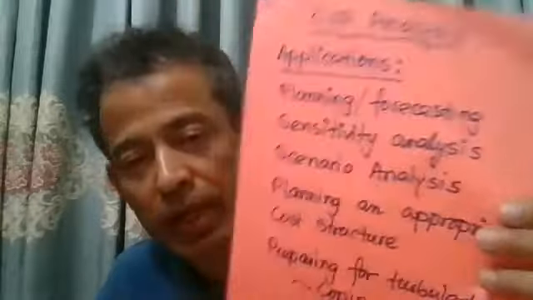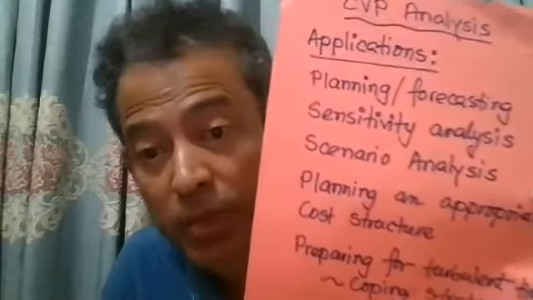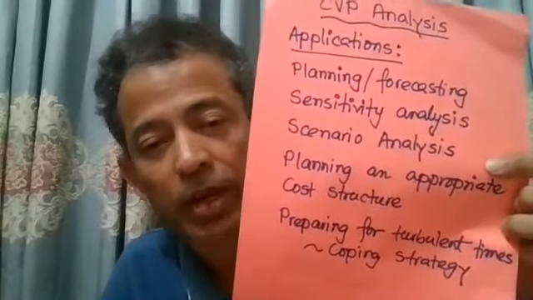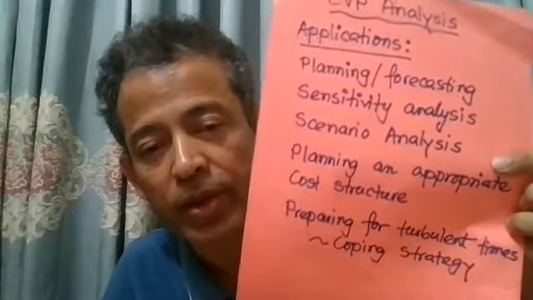All right, so scenario analysis. Then we can plan an appropriate cost structure, like my FC1, FC2, or my labor intensive versus capital intensive plans, so that we can compare and choose one or the other of the two cost structures, or one from three. Of course, when you have three, then my FC1 minus FC2 won't work. Then preparing for turbulent times. It teaches us coping strategy as to what you are going to do if things turn out to be bad, turn out to be worse.